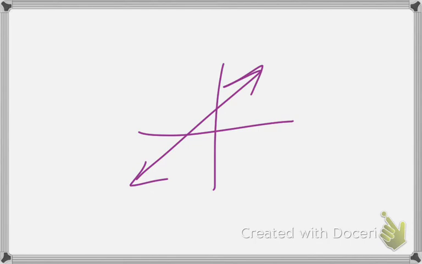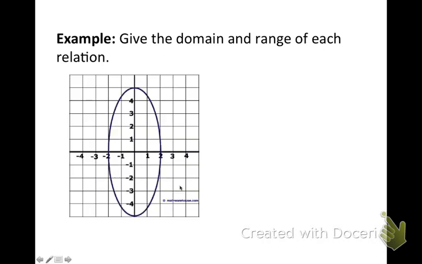So, using the vertical line test, you should be able to determine whether something is a function or not. Is this one a function? No. It's just another ellipse going long ways. Yes, relations do have domains and ranges. So let's practice that. So this is not a function.